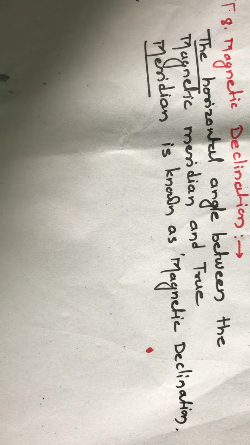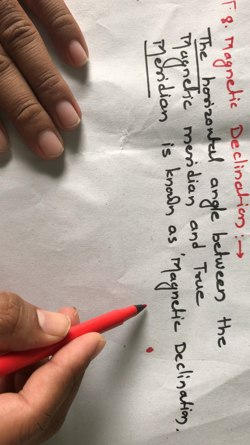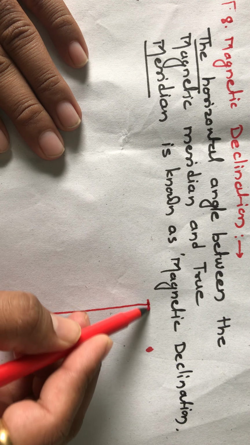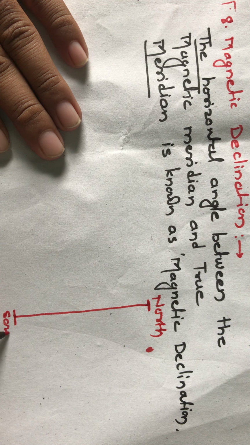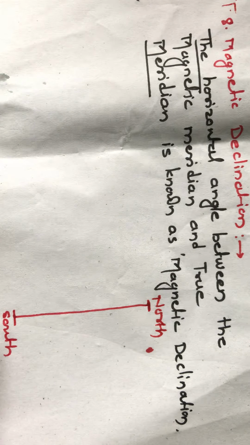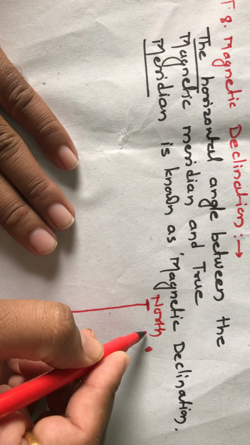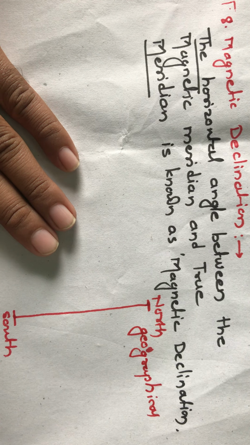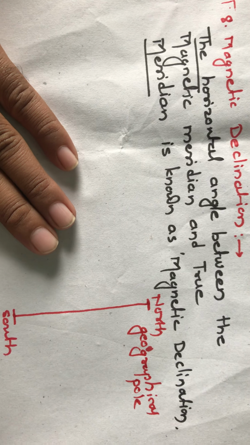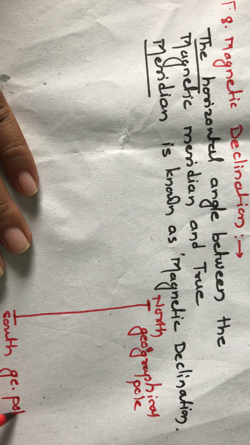We have earlier seen what a true meridian is. It is a line which is passing through the north geographical pole and the south geographical pole, correct? That is a true meridian.